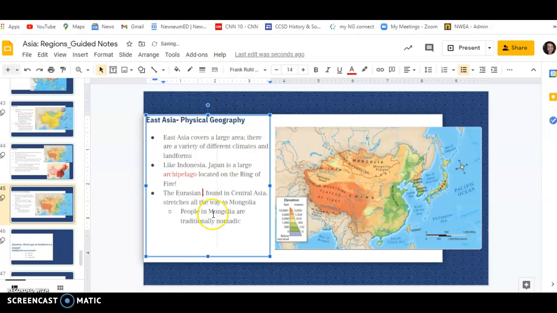We talked about the Eurasian steppe being in Central Asia, but it stretches, if you'll recall from that original map, all the way into Mongolia. So people in Mongolia are traditionally nomadic. The yurt is a traditional Mongolian dwelling.